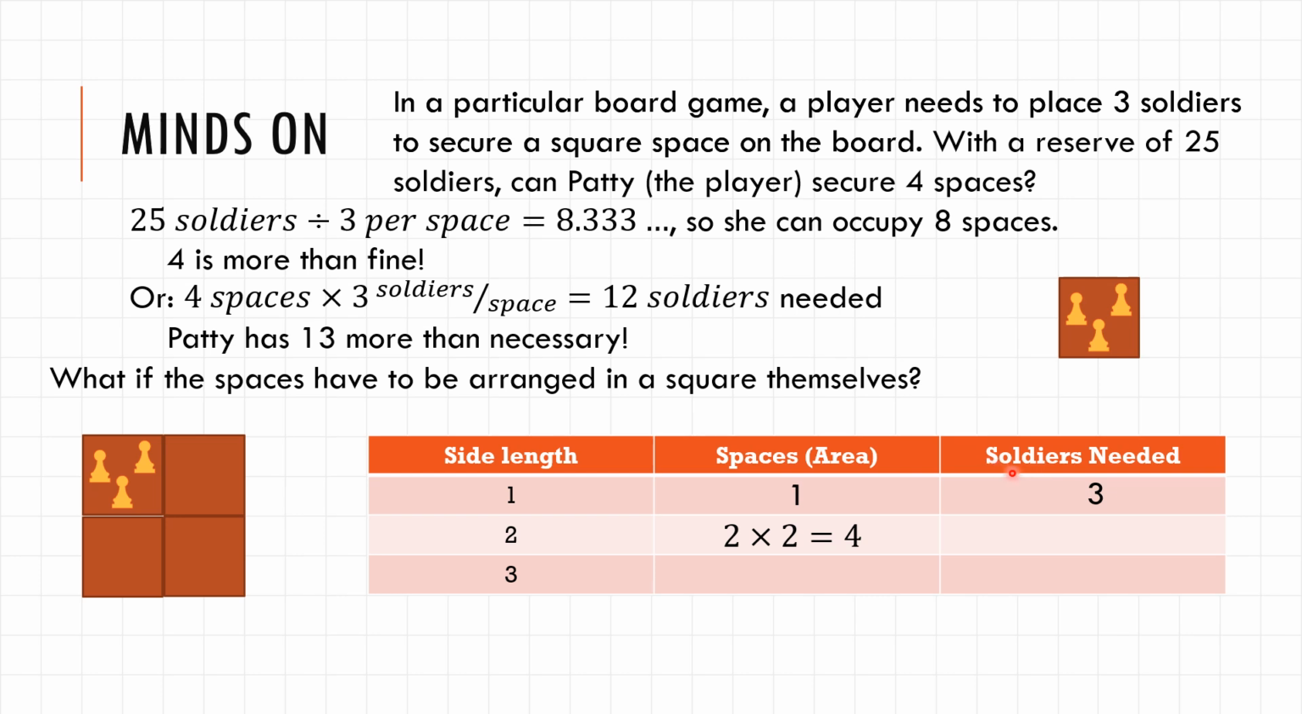How many soldiers would that be? So this would be 4 spaces times 3 soldiers for each space is 12 soldiers that she needs. And she has 25, so she'll be fine. What about if she wants to expand even further, a side length of 3?